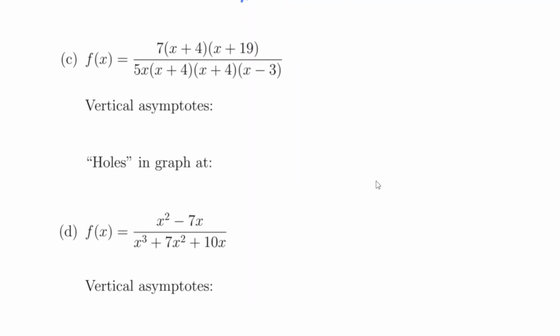Okay, let's do another example. This one right here. Now, what are the vertical asymptotes? What are the holes in the graph? Well, again, look at the denominator. We have x equals 3 is going to be a hole in the graph.